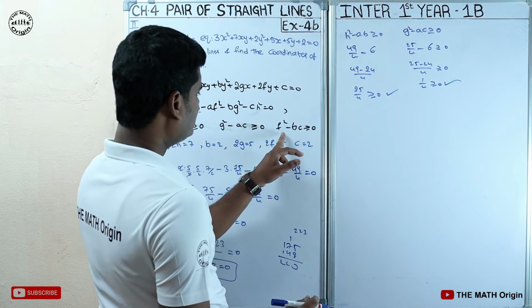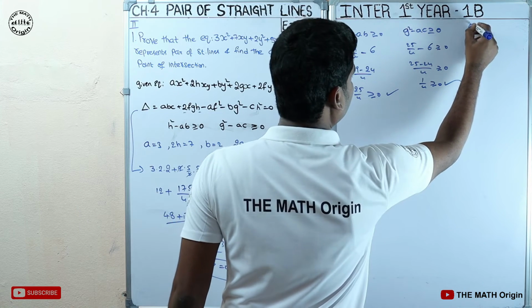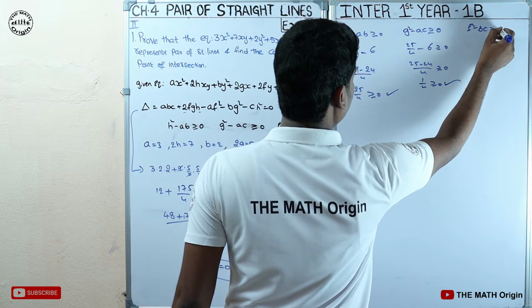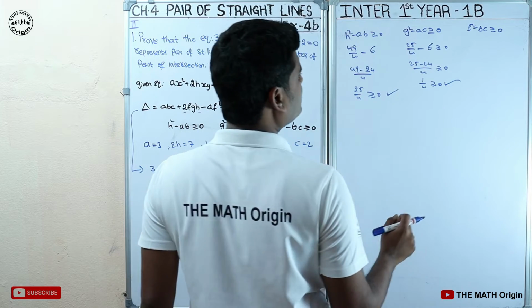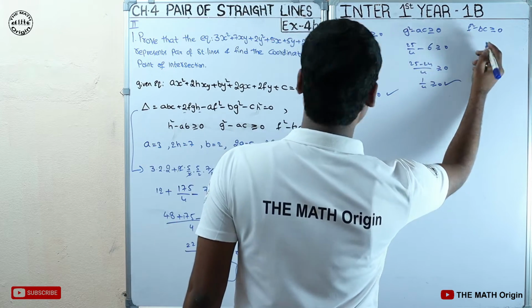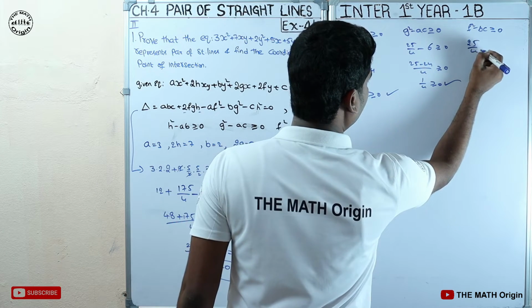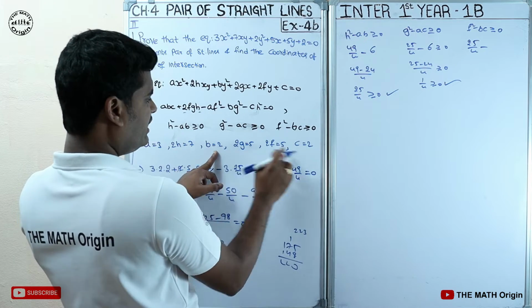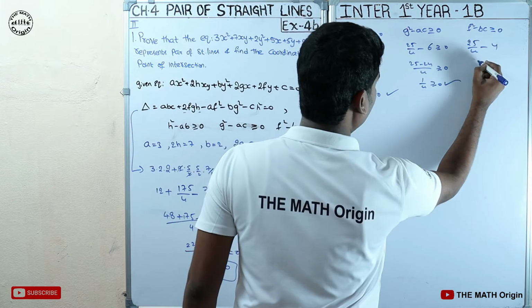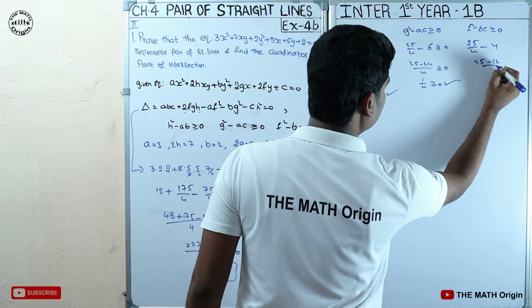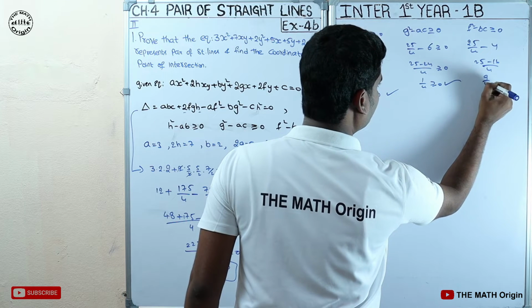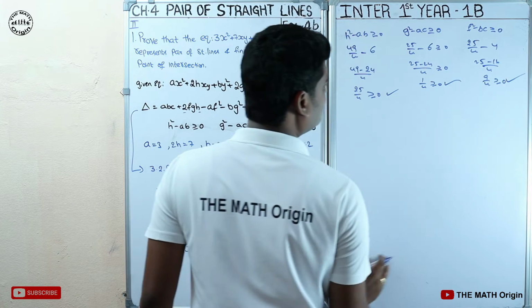Now the last condition, f² minus bc is greater than or equal to 0. f is 5 by 2, so f² is 25 by 4, minus bc, which is 2 into 2, which is 4. So 25 minus 16 by 4, which is 9 by 4, which is greater than or equal to 0. Hence this is also proved.